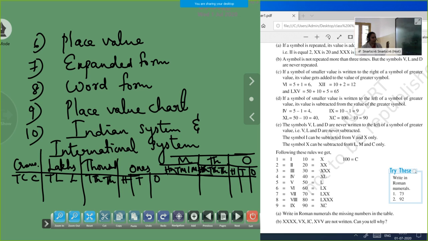This all you studied in detail in the previous class, so the teacher is not writing all. This is just the teacher explaining what we studied in the full chapter. So the international system contains periods, each period containing 3 digits. Ones period contains ones, tens, hundreds. Thousand period contains 1000, 10,000, 100,000. Million period contains million, 10 million, 100 million. That means each period contains 3 digits in the international system, but in the Indian system, each period contains 2 digits except the ones period. Remember that very well.